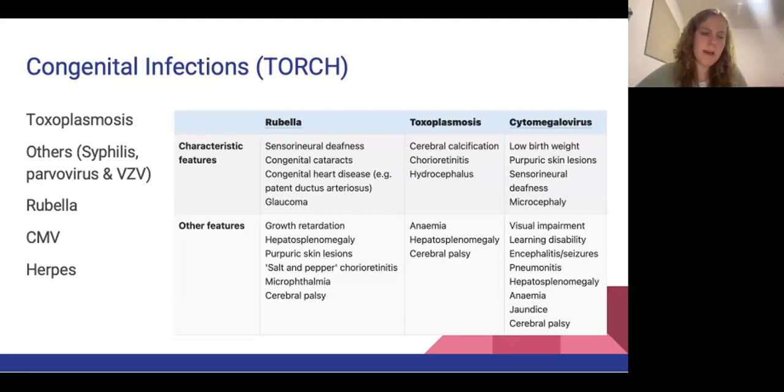And if anyone mentions it on the ward, a TORCH screen can be done for pregnant women, and it's done for babies. It's basically just to screen for those infections that can commonly occur or are commonly missed in those groups and can cause quite a lot of damage.